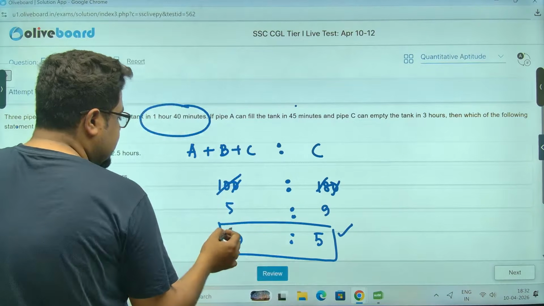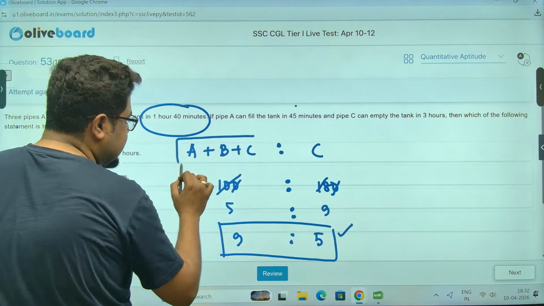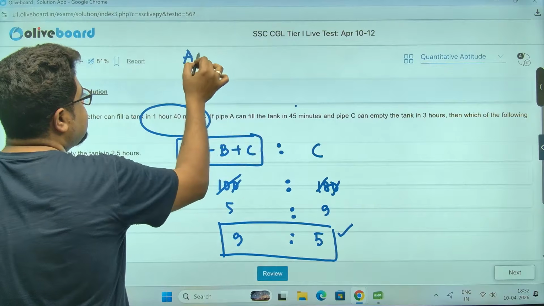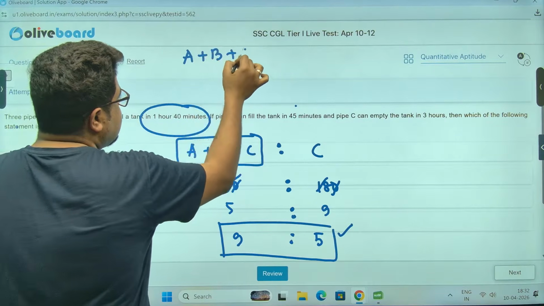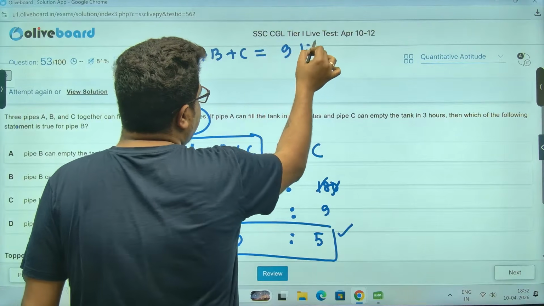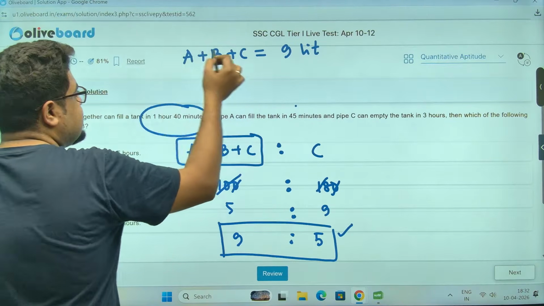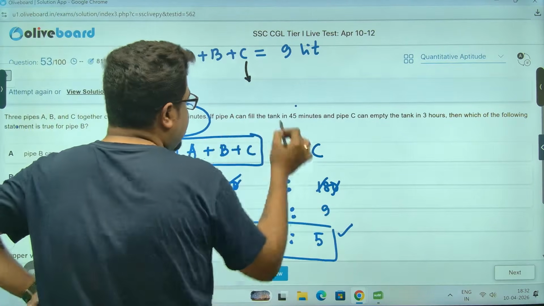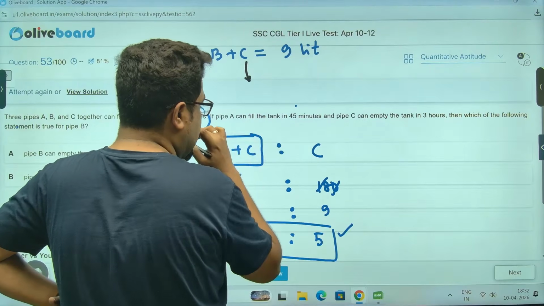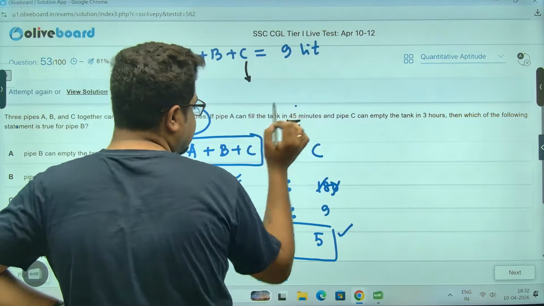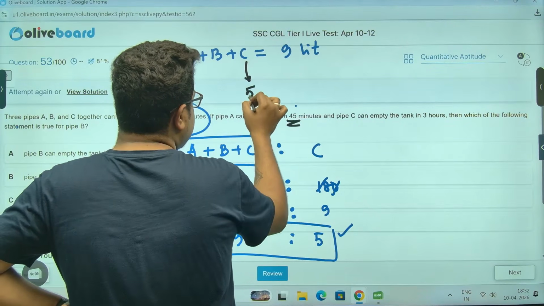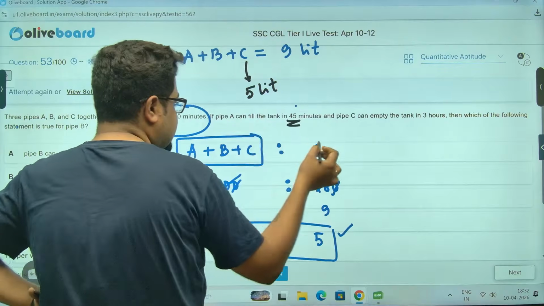A plus B plus C is filling 9 liters of water, out of which C is emptying 5 liters of water. So one thing I missed, that was A was given also. A was given. My mistake, sorry.